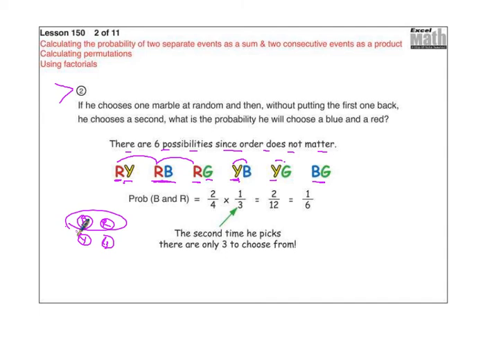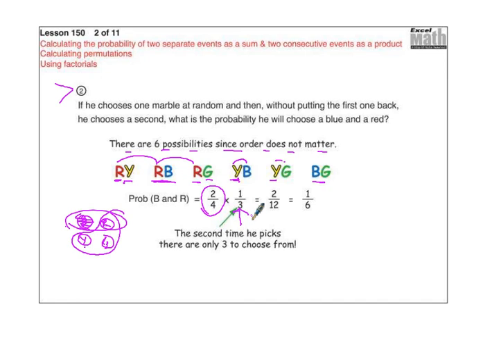2 out of 4. So that's my first probability, okay? And then after you pick one of those, let's say you pick the blue, now you've got these 3 left. What's the probability of picking the red one now? 1 out of 3, right? The red's here, and then you've got the 2 other colors you don't want to pick here. So the probability on the second one is 1 out of 3.